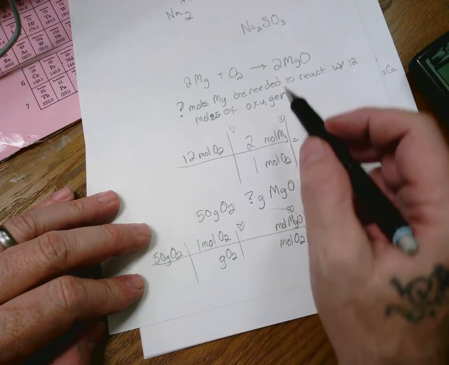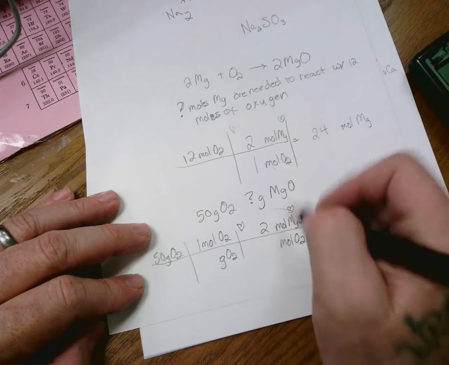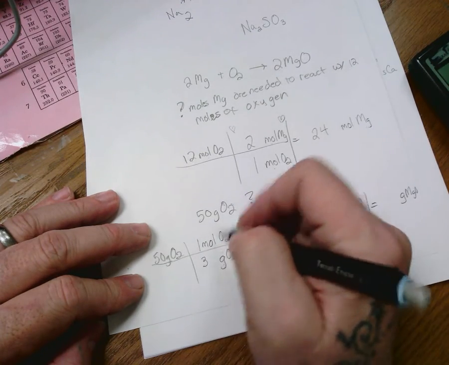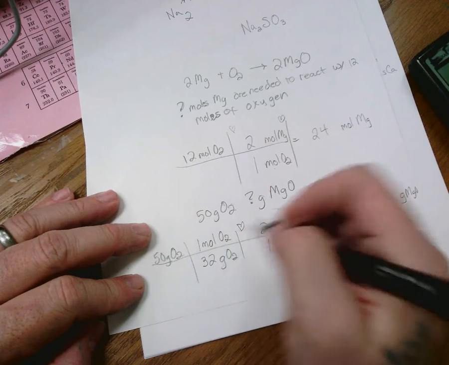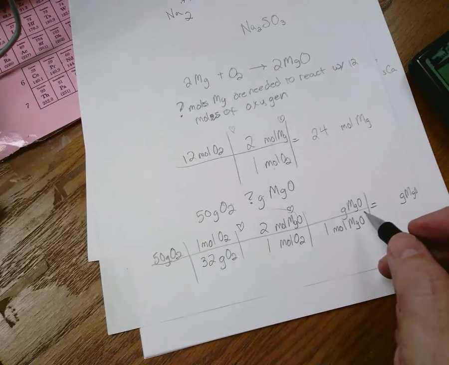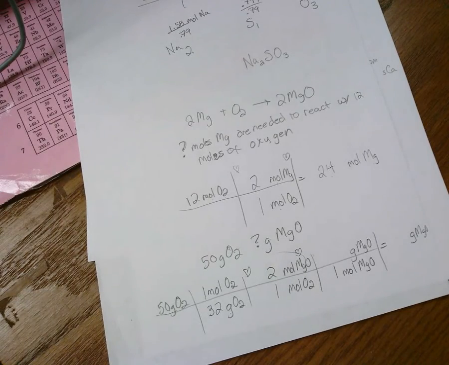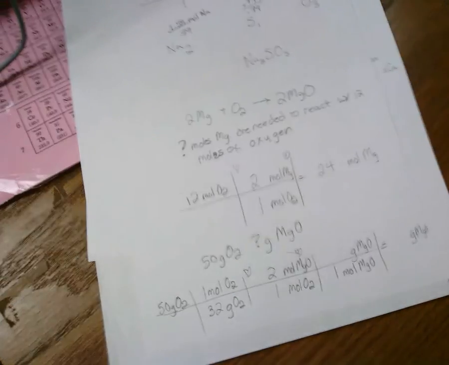And in my reaction, there are 2 moles of MgO for every 1 mole of O2. There are 32 grams of O2 and MgO. Let's see, 24.3 plus 16 equals 40.3.